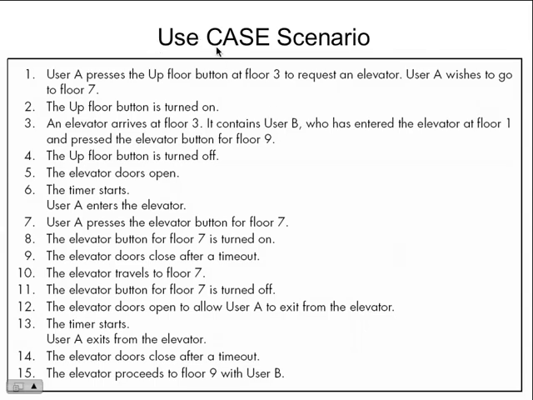So what in the world is a use case? It's nothing more than a line item or a scenario. I hate to use the word scenario because that's what this is saying. Functionality use by example. So as an example for scenario number one, I'm just going to read number one. User A presses the up floor button at floor 3 to request an elevator. User A wishes to go to floor 7. Okay. And then when they get in the elevator, the up floor button is turned on. And then it basically goes through a series of steps.